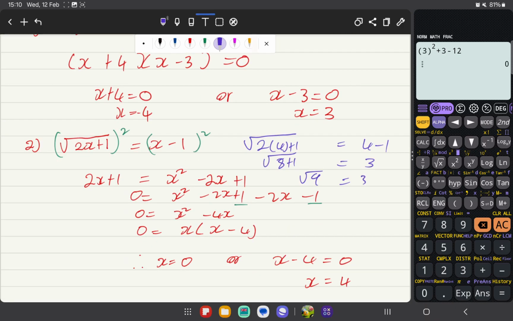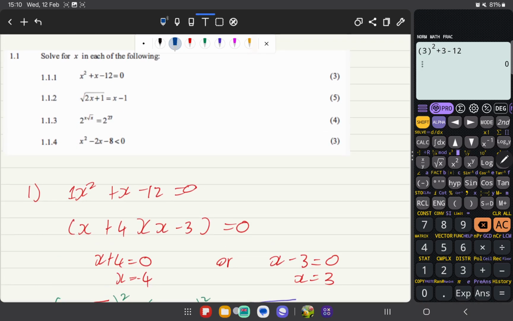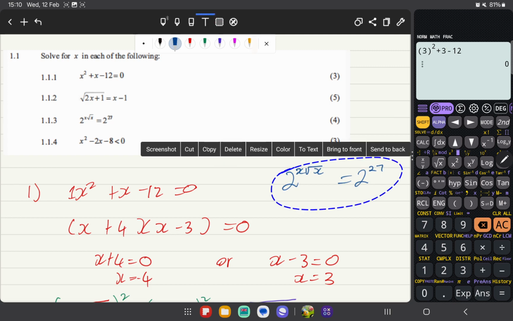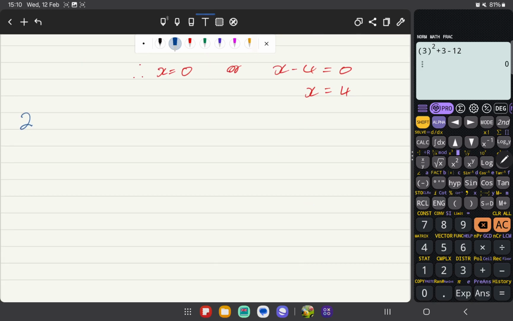The fourth problem is a bit interesting in a sense that it goes back to the previous chapter. It's 2 to the power of, let me just write it here and copy it. So this is like the chapter we dealt with, the previous chapter we dealt with.